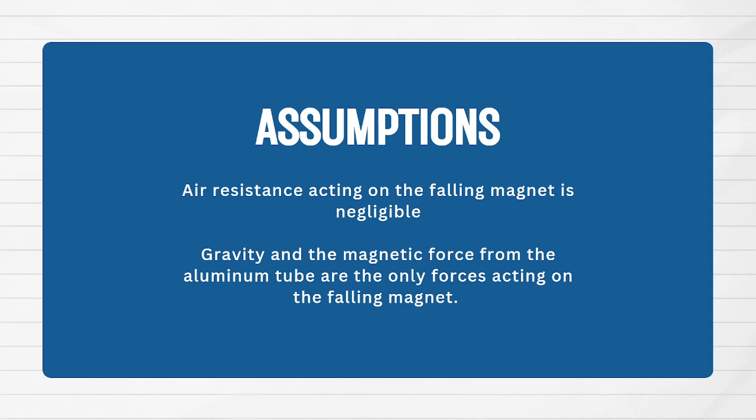Some assumptions we made for this lab were that air resistance acting on the falling magnet is negligible, and that gravity and the magnetic force from the aluminum tube are the only forces acting on the falling magnet.